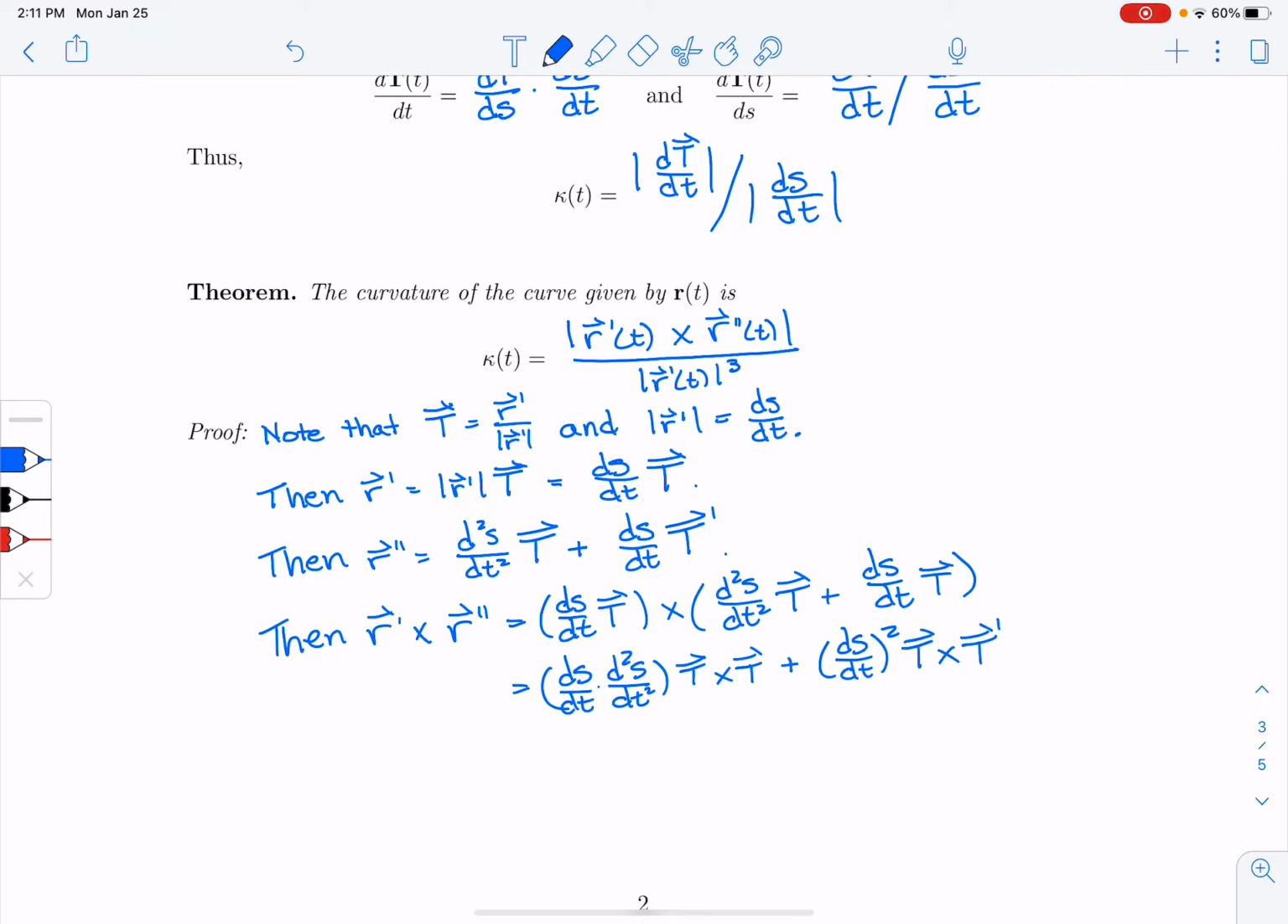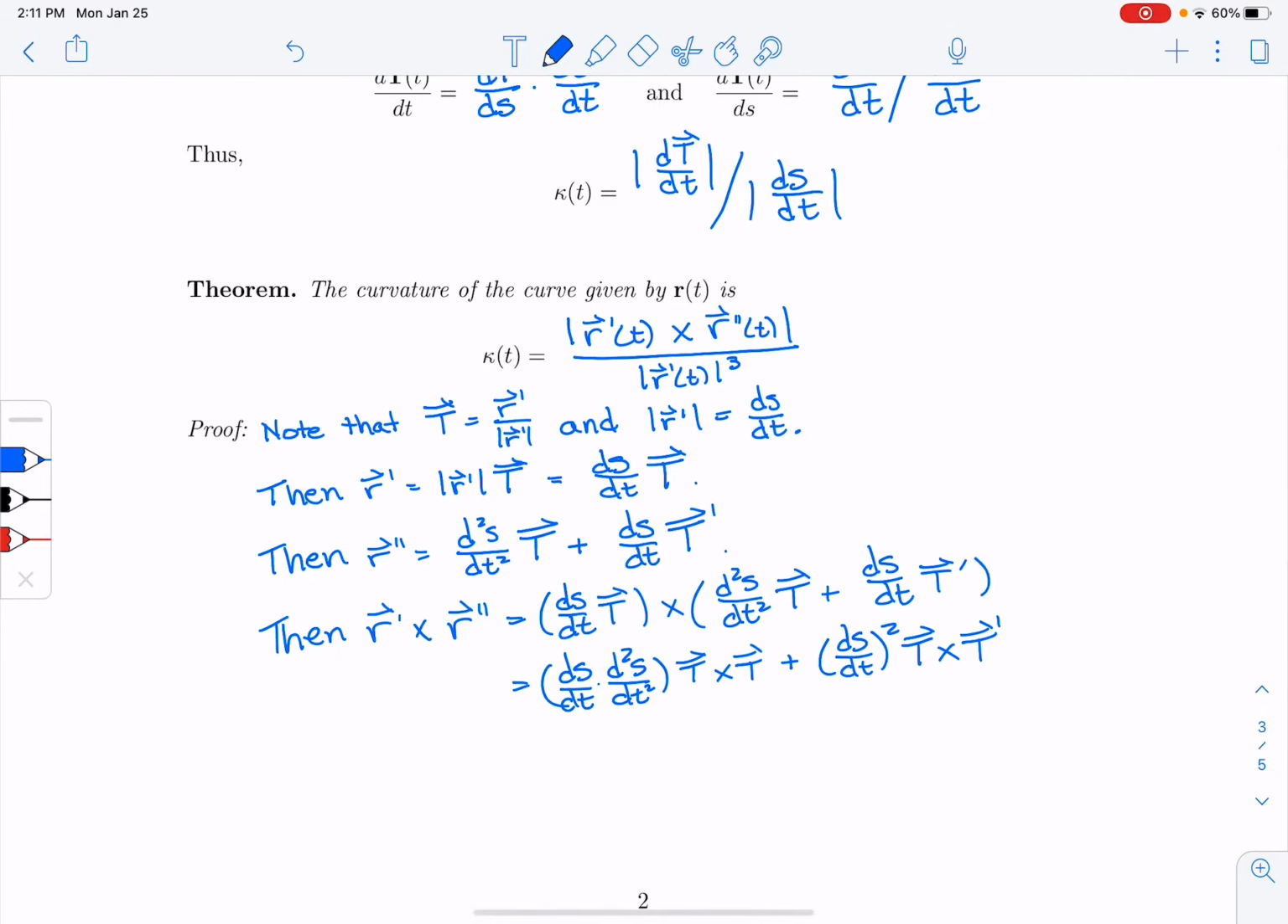So when I wrote this line just above, I forgot a prime. Okay. Now, what is T cross T? What is the cross product of a vector with itself? We know those are parallel, so that cross product is 0. And so r prime cross r double prime is just ds/dt squared times T cross T prime.